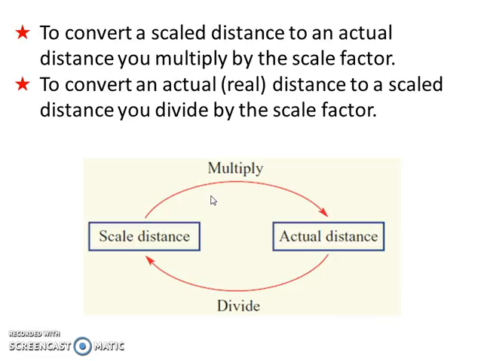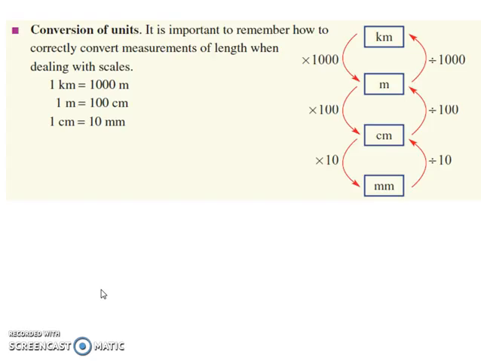To convert a scale distance to an actual distance, or vice versa, you can just use this idea. Going from the scale distance, you multiply by the scale factor to get the actual length. If you're going from the actual length and you want to know the scale distance, you just divide by the scale factor. You have to know your units of measurement really, really well. So if you're not sure, you might want to write a summary of how you change from kilometres to metres, then metres to centimetres, or vice versa. You really need to know that off by heart.